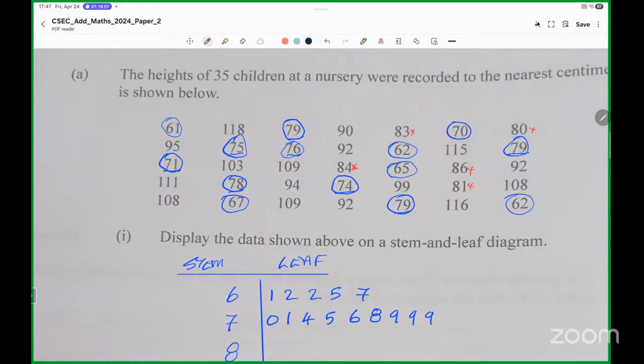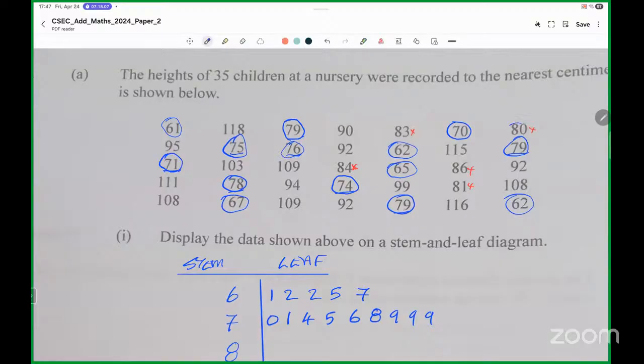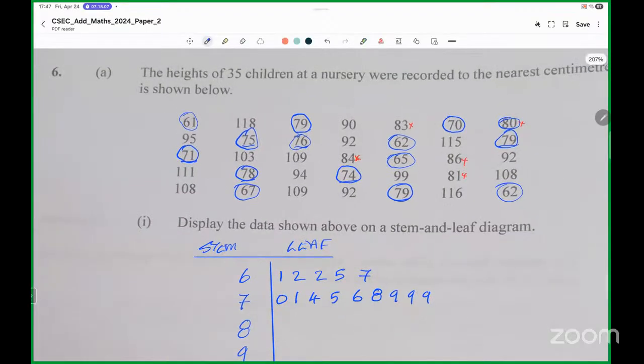The lowest one is this 80 right here. I put a 0 for the 80. Then 81. Then the next one is 83. So put a 3 for the 83. Next one is 84. So put a 4 for the 84. Then you have 86. So put a 6 for the 86.